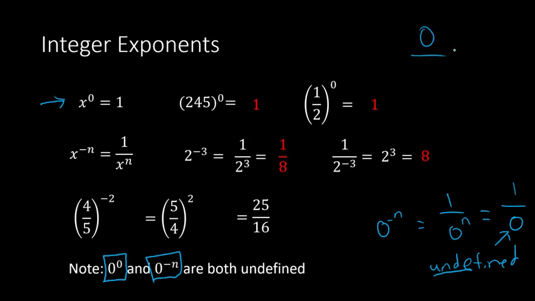If a 0 is on the top, by the way, it's fine. So if you have 0 over 5, for example, that would just equal 0. So if it's on the top, it's 0. If the 0 is on the bottom, it's undefined. So here we've dealt with zero exponents. We've also dealt with negative exponents. And now we're going to deal with some properties of exponents. So first we have the product property.